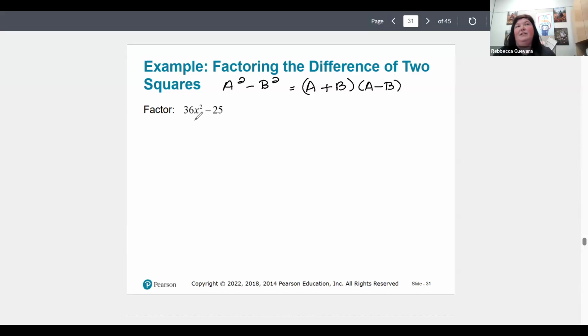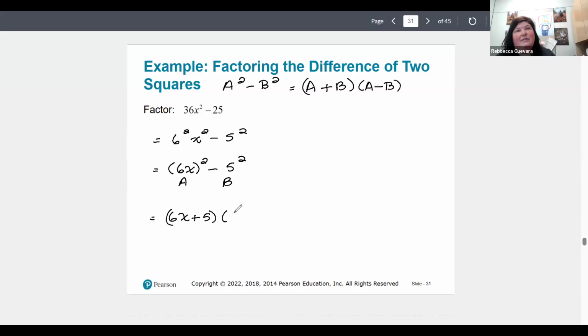A minus B. So we have a 36x squared minus 25. Let me just rewrite that, because 36 is just 6 squared and 25 is just 5 squared. Because both of these have the same power, we can rewrite that as 6x squared minus 5 squared. So we have A and we have B. So to factor this is just going to be 6x plus 5 times 6x minus 5.